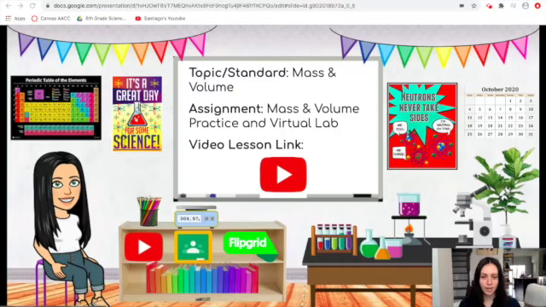Hi guys, today we will be discussing mass and volume, what they are and how we can experimentally measure them. So first, let's talk about mass.